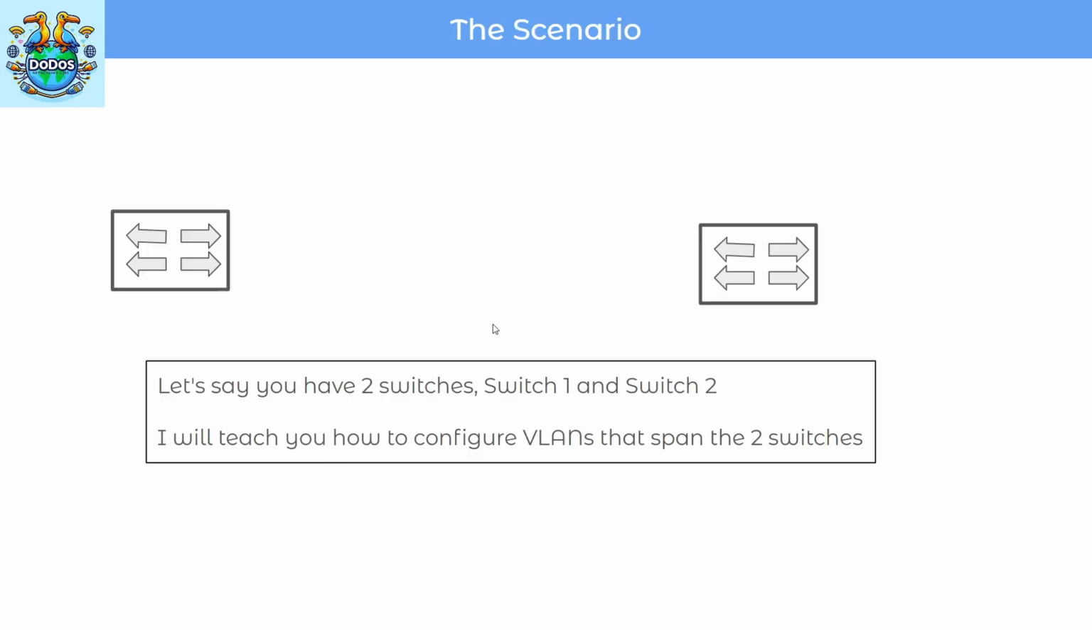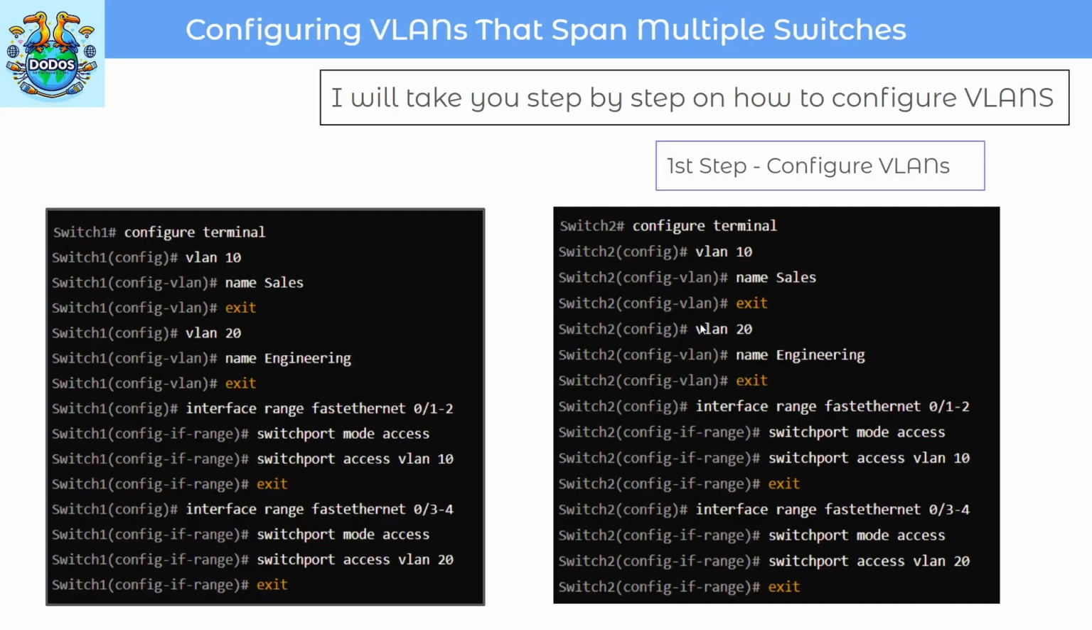So, let's start with the first scenario. Let's say you have two switches, switch 1 and switch 2. I will teach you how to configure VLANs that span the two switches. First step, you configure the VLANs. You'll hit a classic conf t, and then the command to create a VLAN is VLAN 10. Then you're in the VLAN config, so you write name, and then the name that you choose. In this case, mine was sales. And then exit, and you repeat.